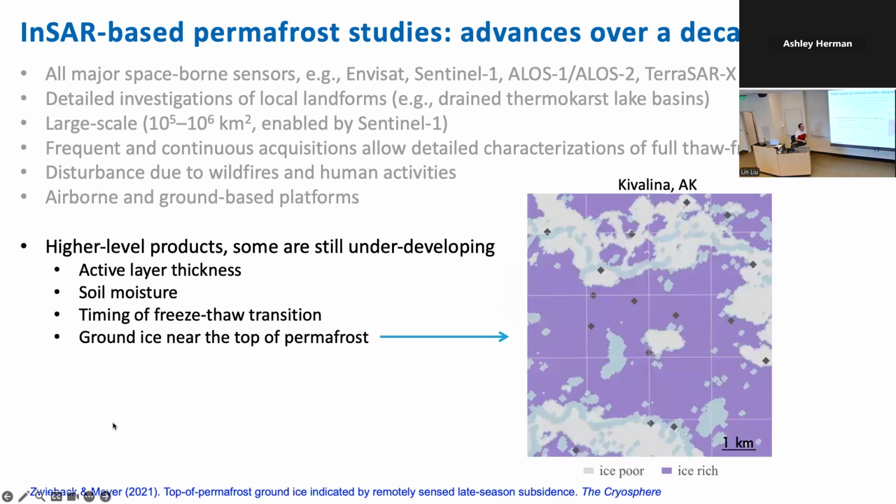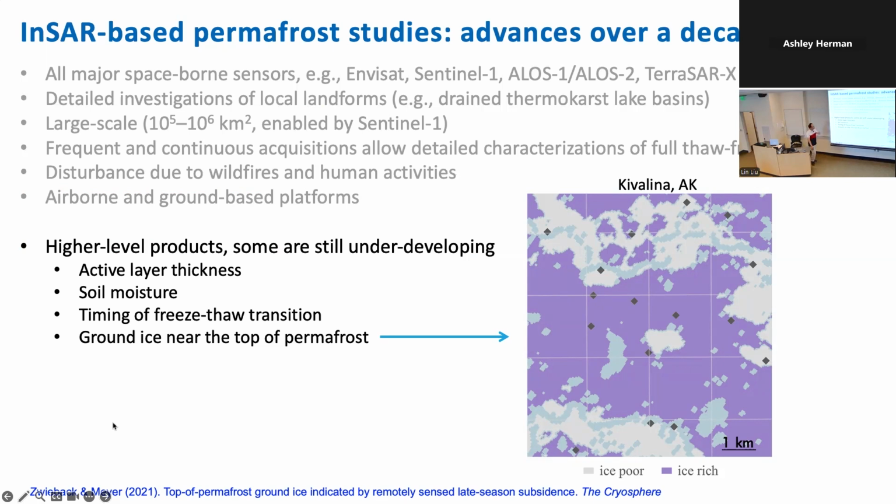All right, so those are all related to subsidence, but you might wonder, if we measure centimeter or millimeter level subsidence over a summer season, what's the big deal? So we're trying to push from the subsidence to higher level products that can be really useful. For instance, I mentioned active layer thickness. We can do that. But people also start to use InSAR to retrieve soil moisture and characterize the timing of freeze and thaw transition.